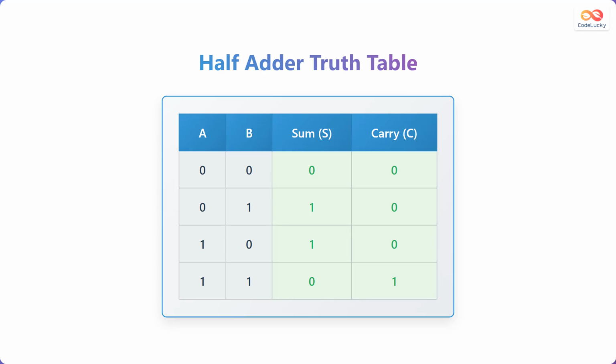The truth table illustrates the relationship between the inputs, labeled as A and B, and the outputs, which are the sum, denoted by S, and the carry, denoted by C. When both inputs A and B are 0, the sum is 0 and the carry is 0. If A is 0 and B is 1, the sum is 1 and the carry is 0. Conversely, if A is 1 and B is 0, the sum is 1 and the carry is 0. Finally, when both A and B are 1, the sum is 0 and the carry is 1. This truth table fully defines the behavior of a half-adder circuit.